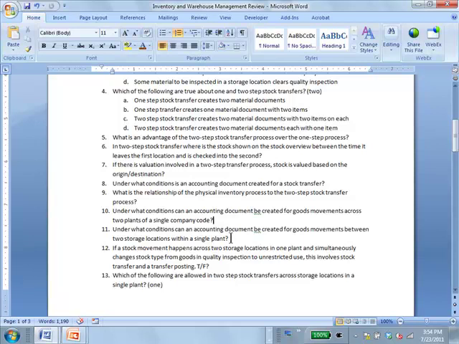Under what conditions can an accounting document be created for goods movements in two storage locations within a single plant? When both plants lie in stock transfer order. Wait, wait up. 11. I skipped 10. Oh, 10, I'm sorry, I am in 10. I highlighted 11 and then. Oh, within a single company code, okay. When both the plants lie in different valuation zones. Right, exactly. When the two plants value the same material differently. Okay, 10. What about the stock transport order?